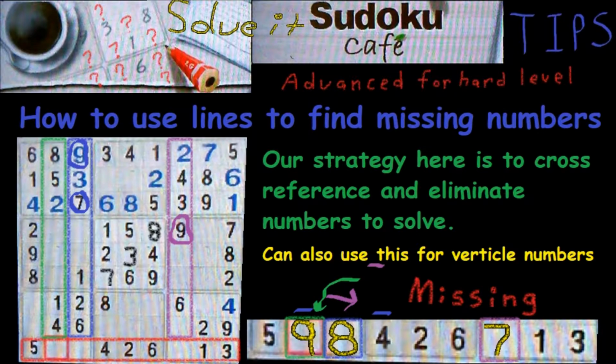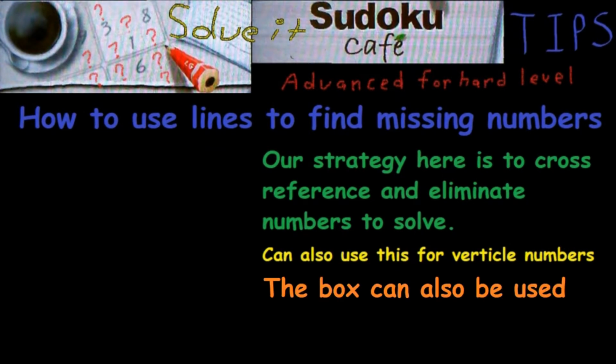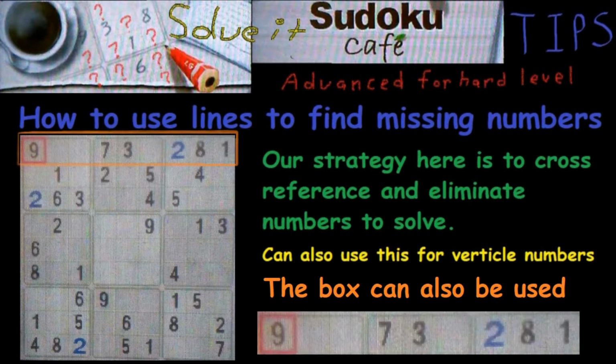And again, you can also use this for vertical numbers. Another angle you can attack this from is that the box can also be used. What do we mean by that? We mean like a box like this right here. You can use the other numbers in that box to try to figure out what number can go here. So how exactly does that play out? Well, let's look at this line right here. And we want to solve for the number right there.